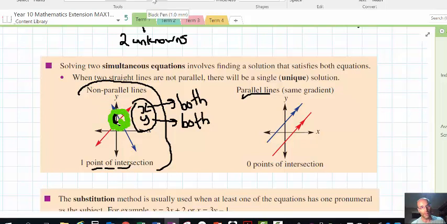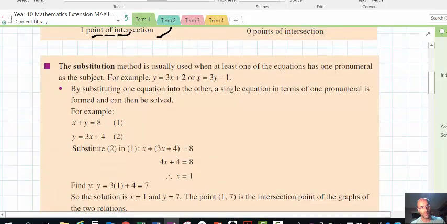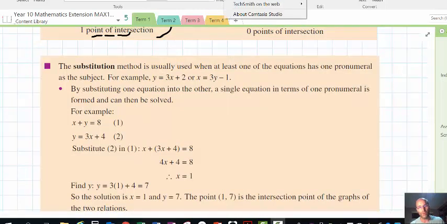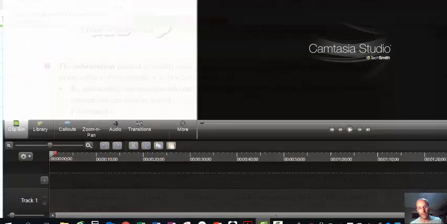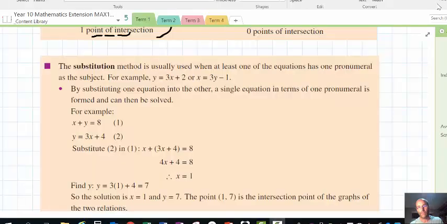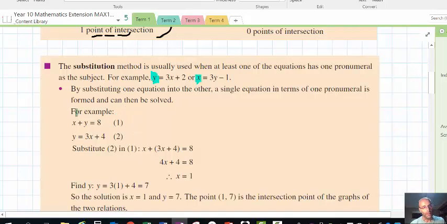Okay, let's look at the first method, and it's called substitution. Substitution is usually used when at least one of the equations has one pronumeral as the subject. Now all that means is y is a subject there, okay? x is a subject. It's by itself. Anyway, so how do we do substitution? It means substituting one equation into another.